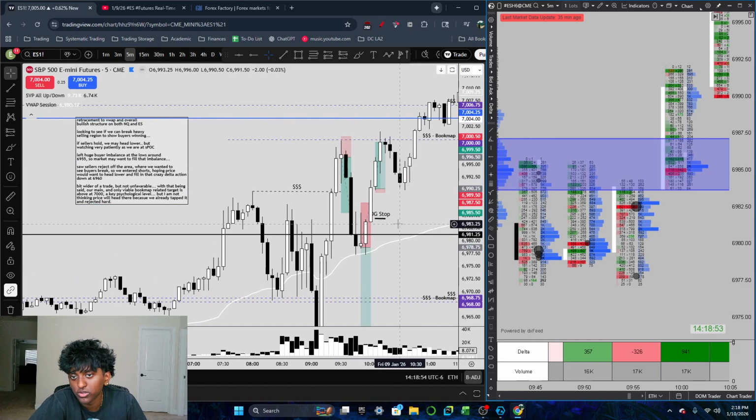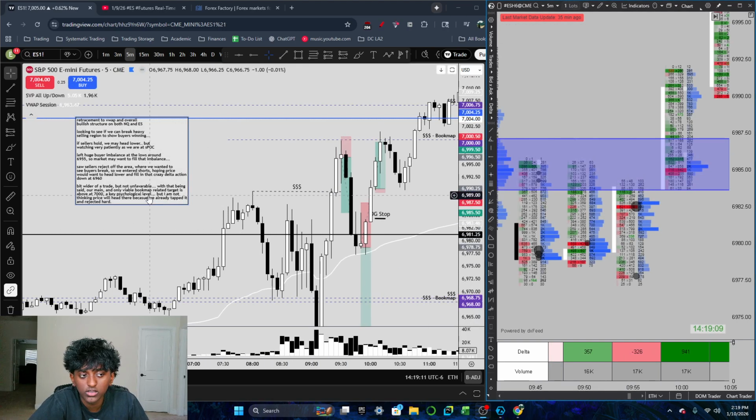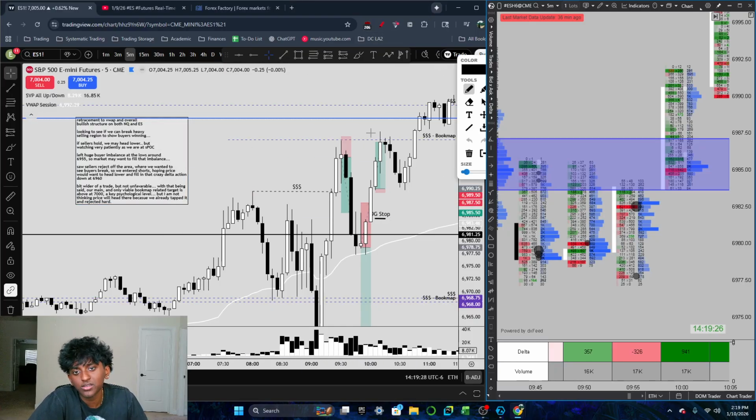We did say that this is a good retracement area, a very good value area for sure for these buys. But simply, we thought that sellers rejected this area, so we'd head lower, just because there was that crazy delta imbalance that may want to get filled. Bit wide of a trade, but not unfavorable. With that being said, our main but only viable Bookmap related target is above 7,000, the key psychological level, but I'm not thinking price will head there simply because we already tapped and rejected hard. I mean, that could be feasible, but honestly, I can't lie. This first trade, we simply comprehended this wrong.